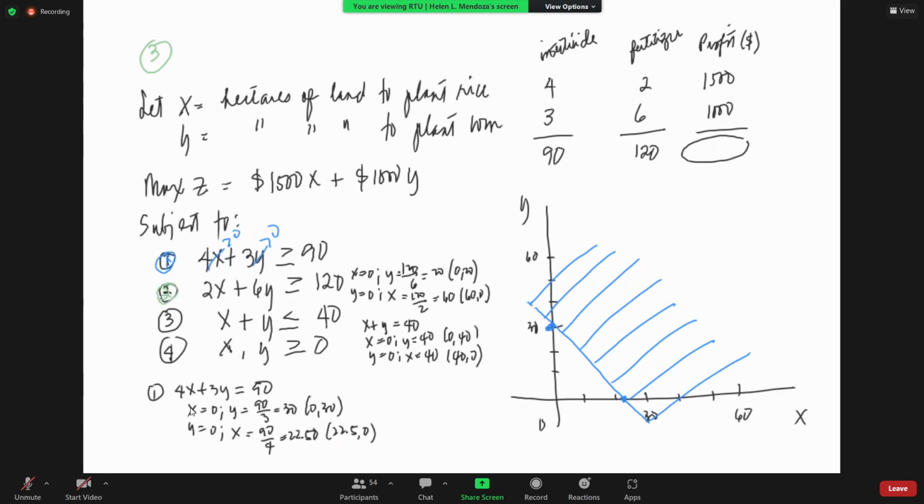For number 2, we make use of green. So for number 2, we have 0, 20, and 60, 0. Can we connect? Ay, kulang ng konti. Okay. So, again, we substitute 0 to x and y. We ask the question, is 0 greater than 120? Again, the answer is no. So, we have this.